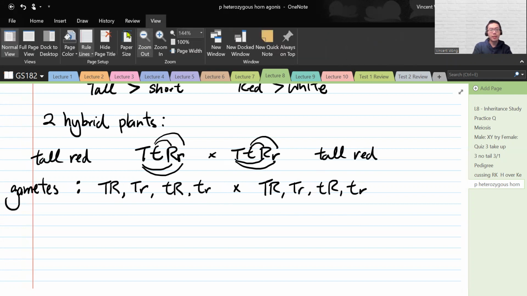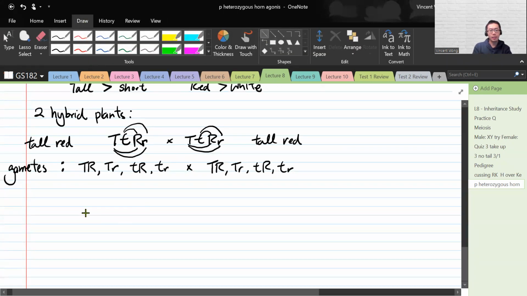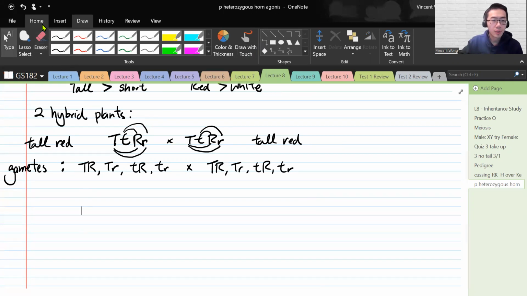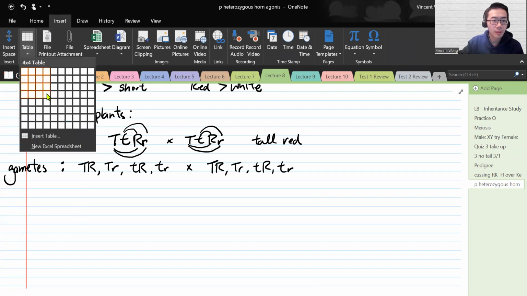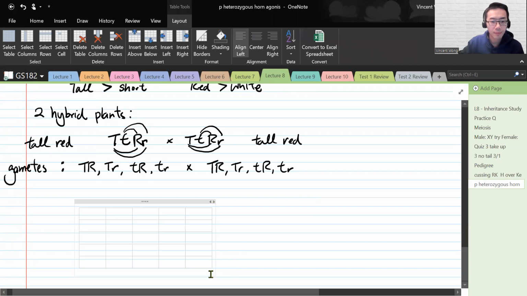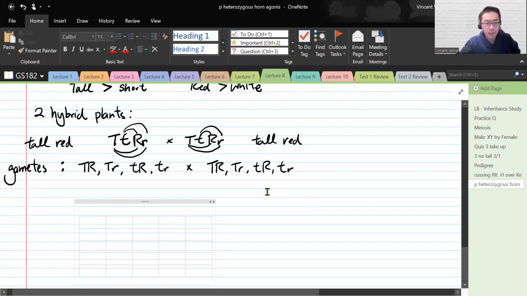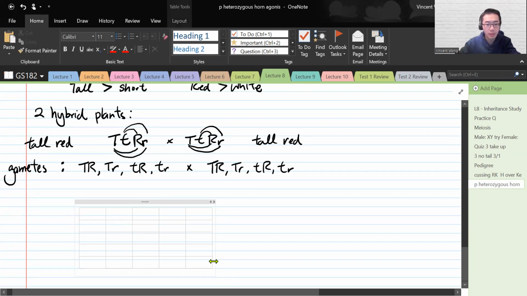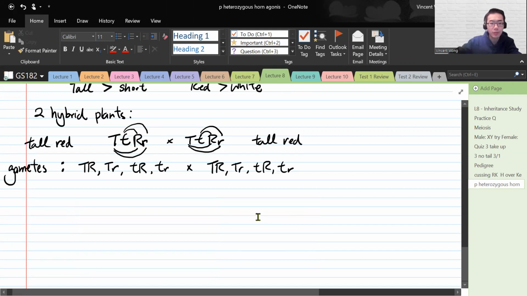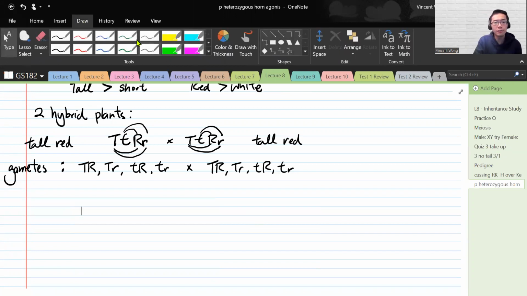Okay, so now we're gonna make a Punnett square, but this Punnett square is going to have 16 blocks, right? Let me see if I can do it here. Insert table. I'm gonna go 4 by 4 like that. Okay, so let's see if I can make this bigger. No, it doesn't really work. I will just have to draw it myself.